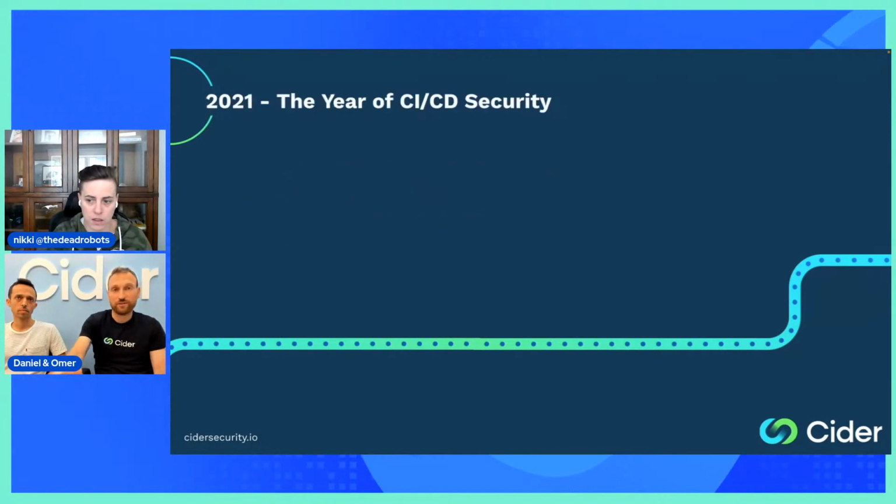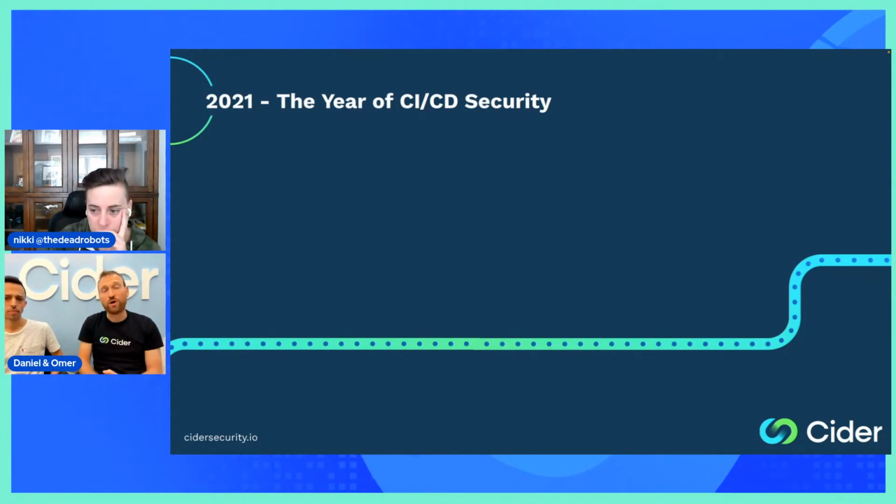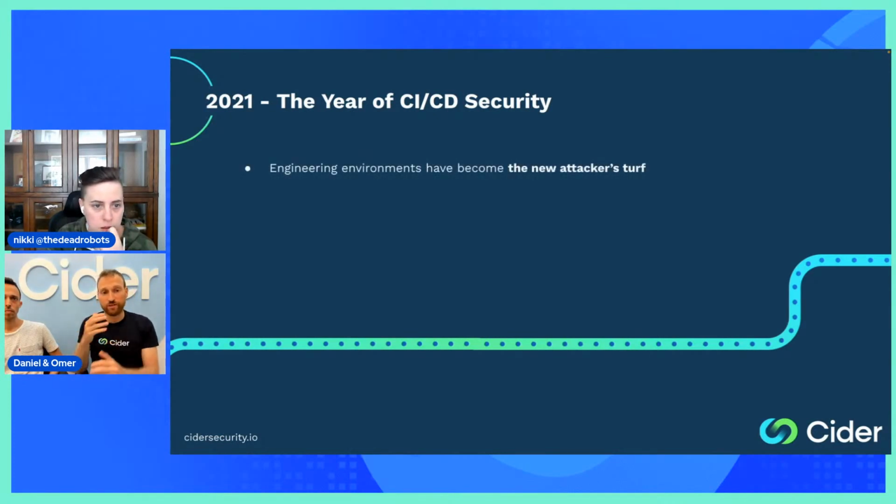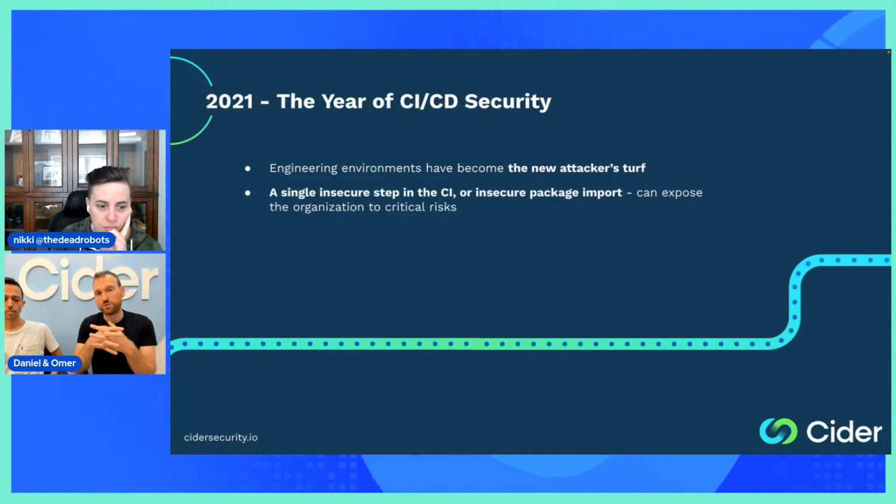So now that we've established what CI/CD security means, I think it's important to talk about 2021, because 2021 was really a pivotal year for CI/CD security. In 2021, it was proven numerous times that attackers, even the most sophisticated attackers, are starting to put more and more focus and more emphasis on the engineering ecosystem. And I think the whole world grew to understand just how easy it is for an organization to be exposed to some of the most critical CI/CD security risks out there.